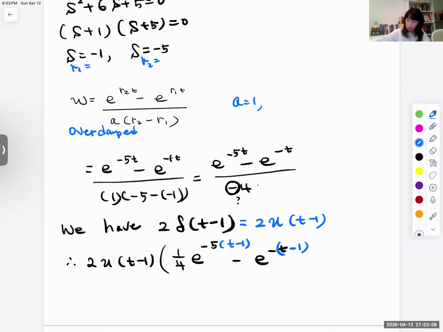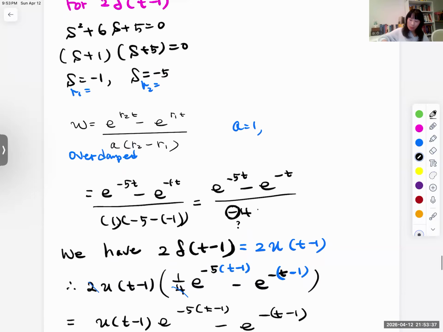Okay. All right. So that will be, we simplify. So we get 1 over 2. So u t minus 1. So we have e to the negative 5, t minus 1, minus e to the negative t minus 1. Yeah. That's for the impulse part.